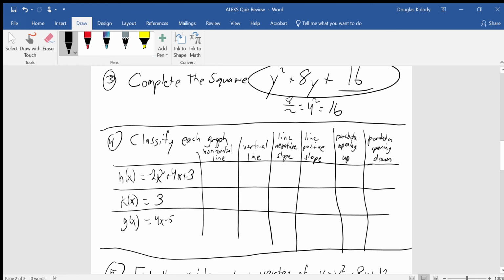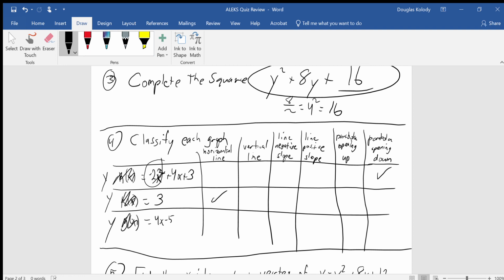Comparing different types of lines. And they give you 3 different functions. The first thing you could do is you can get rid of the h of x, k of x, g of x, and just call it y equals, y equals, y equals. Y equals negative 2x squared. That's an x, apologies. Okay, that's an x squared right there. Negative 2x squared, that's a parabola, definitely, and that parabola is going to be frowning at us, so it's a parabola opening down. Y equals 3 is the equation of a horizontal line.